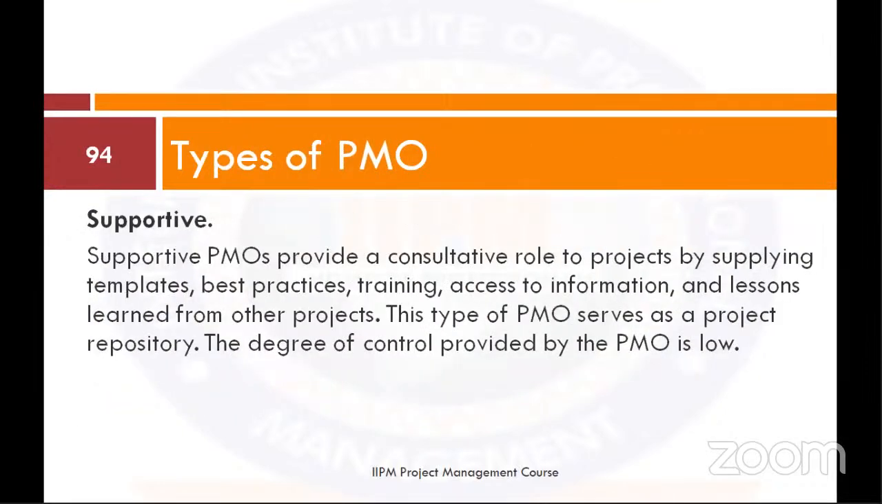Now, we have the types of PMO. We have the supportive PMO, just like their names are. You have the supportive PMO. They provide a consultative role to projects by supplying templates, best practice training, access to information, and lessons learned from other projects. This type of PMO serves as a project repository. The degree of control provided by the PMO is low.